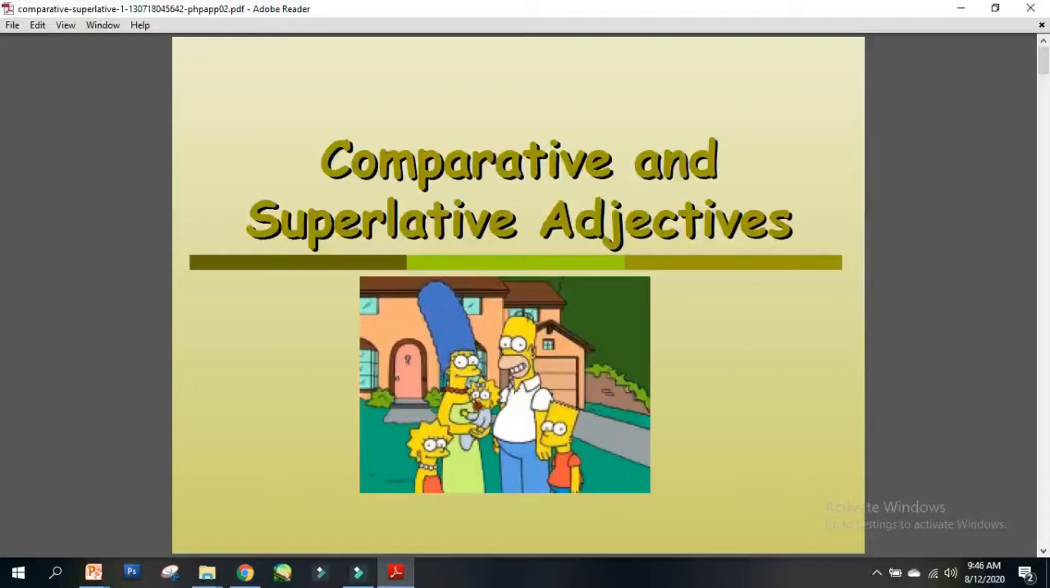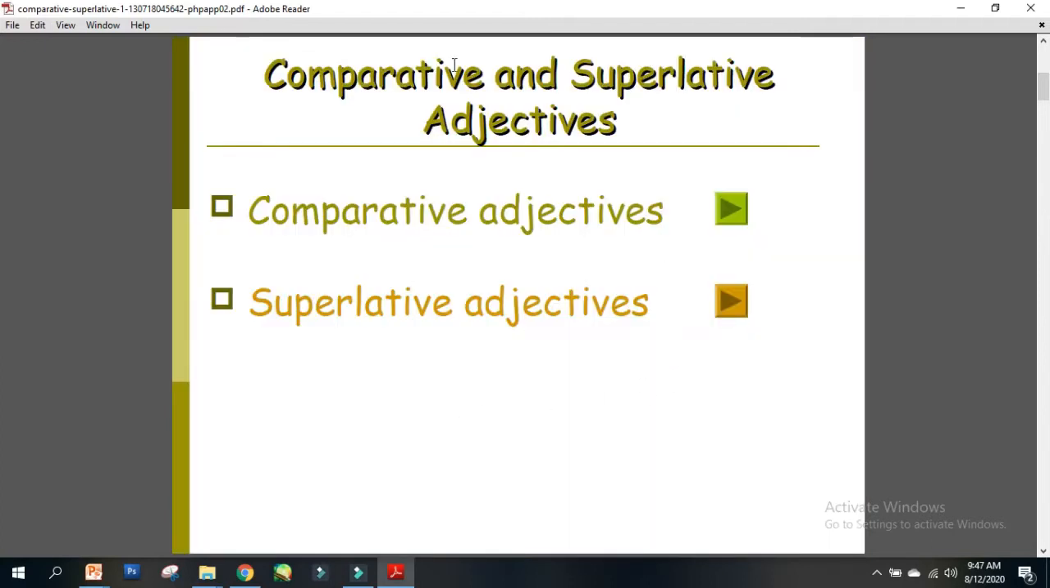For today's material, it will be about comparative and superlative adjective, or usually we call it comparative degree and superlative degree. After this class, the objective is to learn how to make a comparative degree and also a superlative degree in a sentence. In comparative and superlative degree, we will discuss these two things, but the first one we will discuss is the comparative degree.